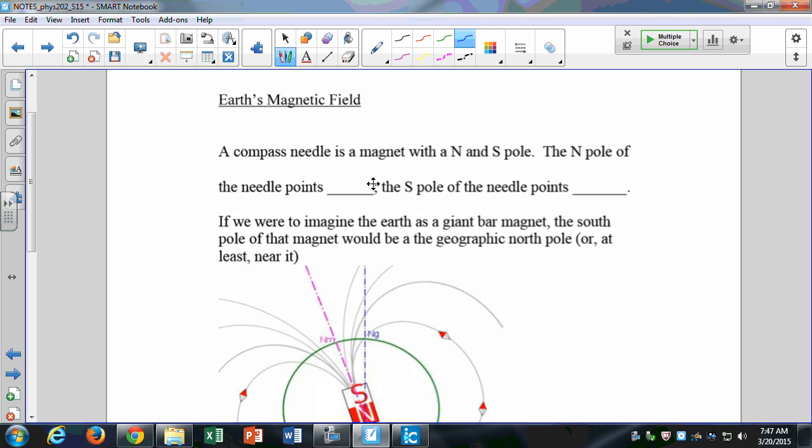All right, so Earth's magnetic field. A compass is just a magnet; it has a north and a south pole. The north pole of the needle, the north pole of that magnet, points north, as you might expect, and the south pole of the needle points south. Those are our geographic north and south, and that's how we define them.